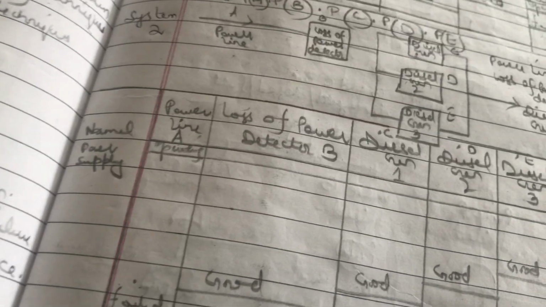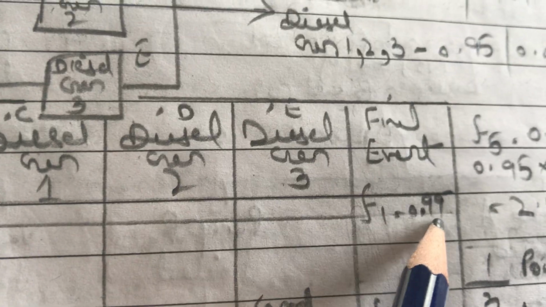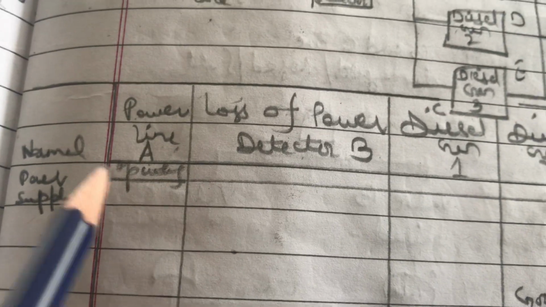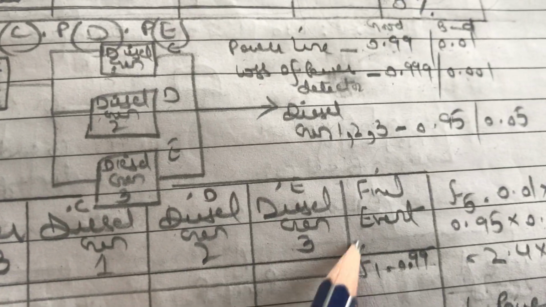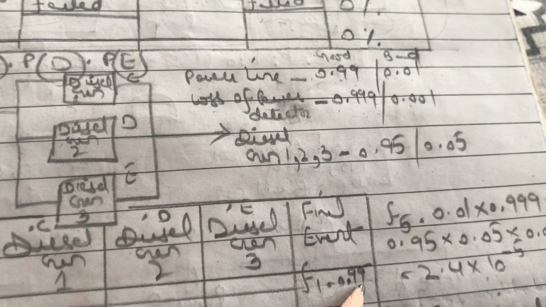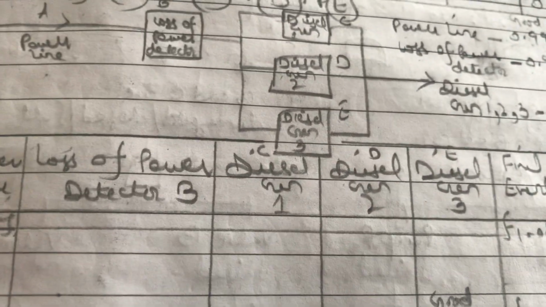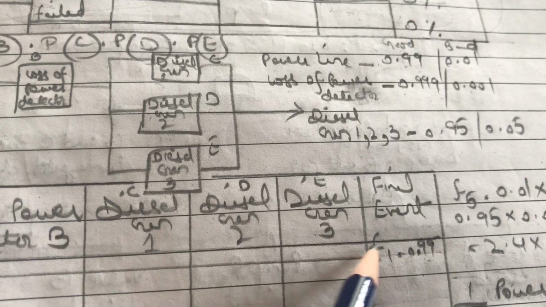Again we say that when we have all in the operating condition, we would have 0.99. Why 0.99? Because our power line was operating, so that's why we got the power of 0.99. You see, 0.99 is the best power. So when all are in operating conditions, we got a power of 0.99, so we say it as F1 equals 0.99.